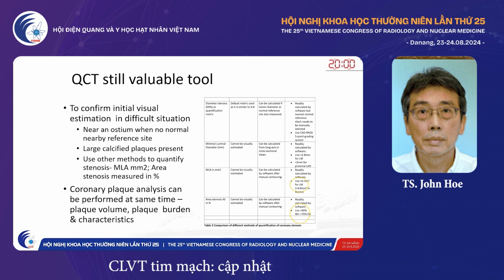You should also use the other tools available in QCT aside from diameter stenosis, such as area stenosis in percentage or minimal luminal diameter in mm². And of course, you can do coronary plaque analysis at the same time, which is why we still use QCT.